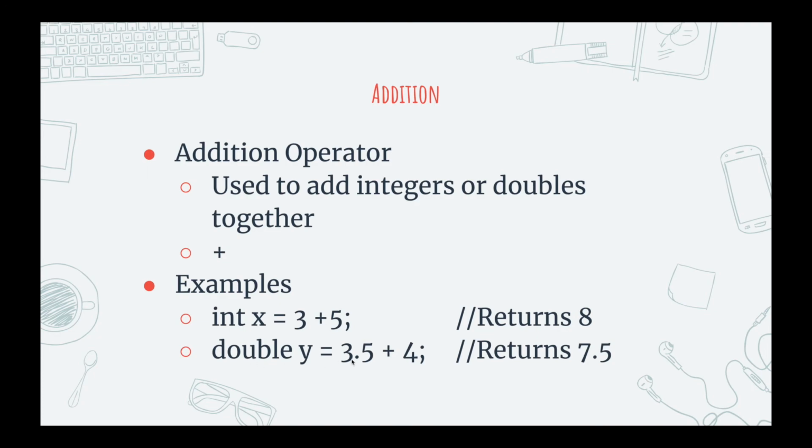Double y is equal to 3.5 plus 4. Even though you can't use doubles in integers, you can use integers in the double, because the computer is going to upgrade all the integers to doubles. So 4 actually becomes 4.0. 4.0 plus 3.5 is equal to 7.5. Therefore, 7.5 gets stored into y.